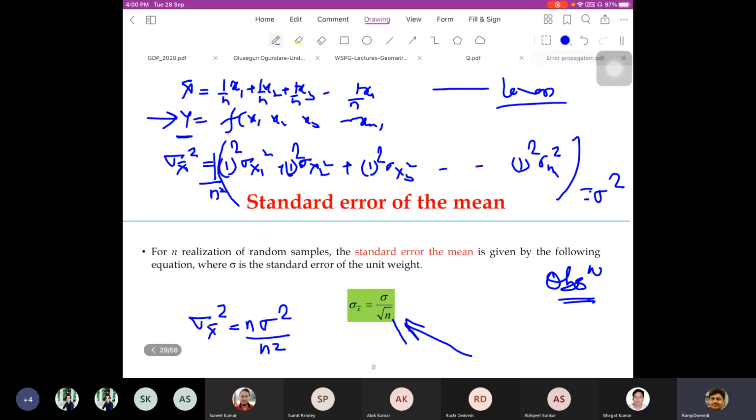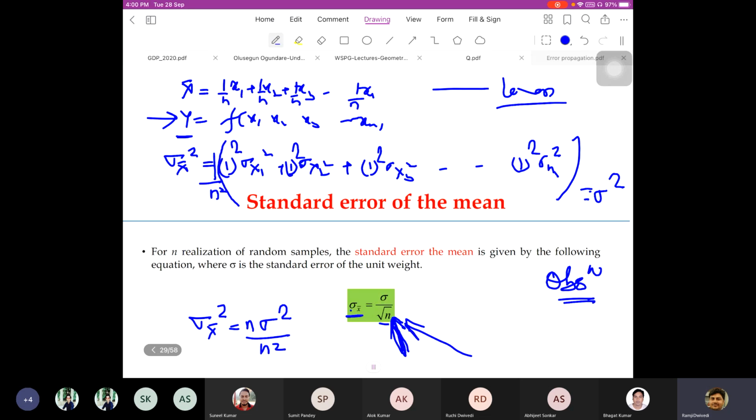we can see that if you take a large number of observations, then the standard error in mean or deviation in the value of mean or range of mean would be less. If this is large, this would be less. That's how the relationship works. But standalone, this will not solve the problem. That means merely taking a large number of observations is not going to help you.